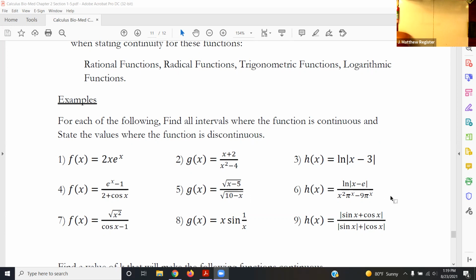For 6, we have a couple of things going on. In the numerator, we have the natural log of an absolute value, and so that's going to be similar to 3, which tells us that x cannot be equal to e.